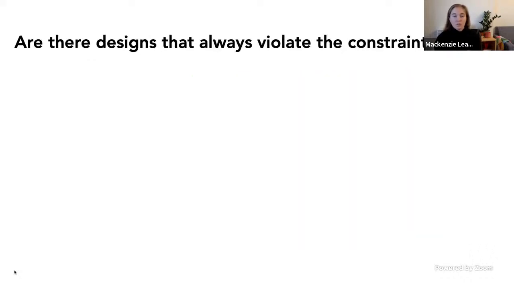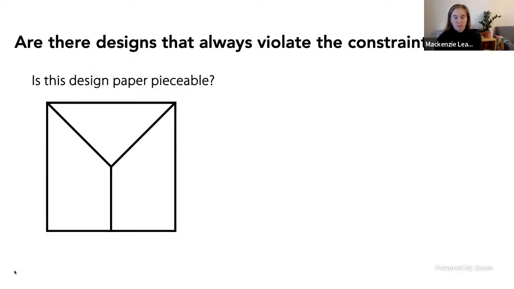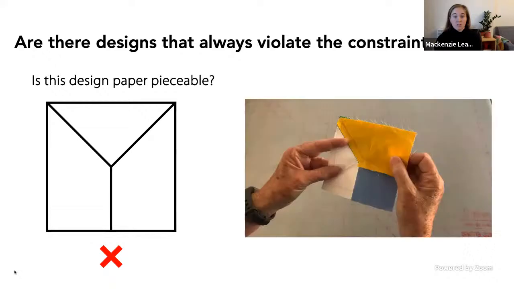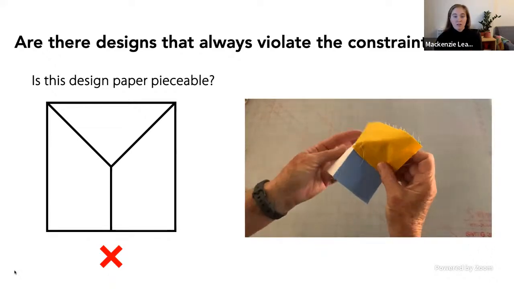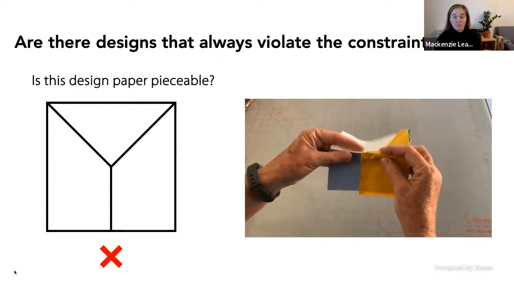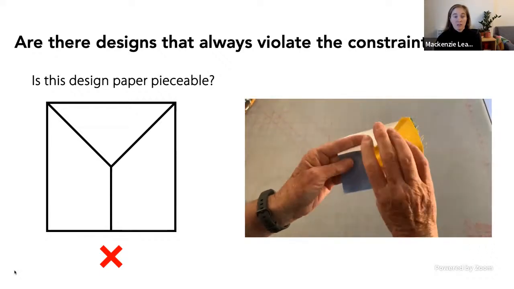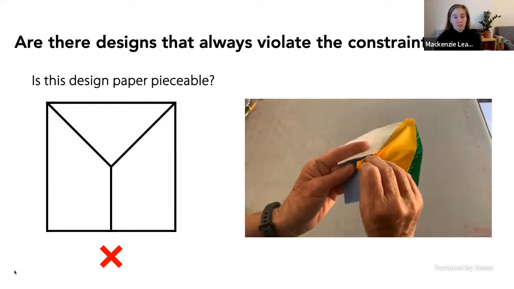So we know that there are constraints on the construction process, but are there designs that would always make us violate these constraints? So for example, is this design foundation paper feasible? And it turns out that this Y-junction pattern has no feasible sewing order. I tried one order here, but it's not going to work. And it turns out that no matter in which order I sew the seams, I will eventually have to violate our flatness and refolding constraints.